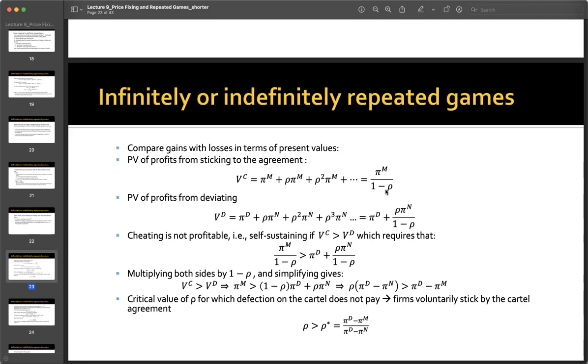Now, the present value of profits from deviating are the following. First, you get the high pi d. And then in the subsequent periods, the future, you'll get pi n. So what you notice in the future is actually just, if you remove this rho, imagine taking out the rho: pi n plus rho pi n plus rho squared pi n and so on. So this second part is associated with this second part here, okay? Wherein this second part is just rho, a discounted value of this entire stream of the Nash equilibrium.